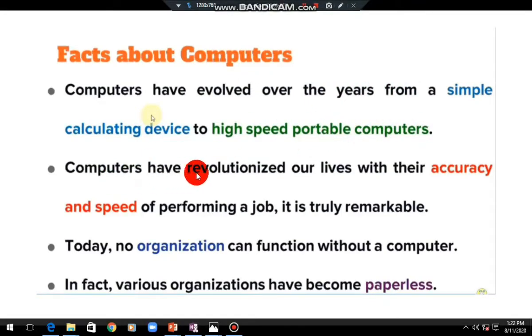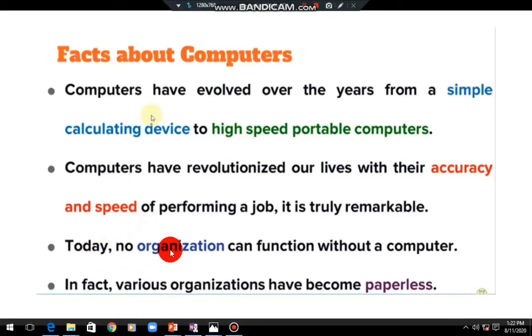Computers have revolutionized our lives with their accuracy and speed of performing a job. It is truly remarkable. Why do most people like computers to do the work? Because computers can perform a job with accuracy and at a very high speed. They give accurate results, with no correction needed, the perfect result. And they work very fast. That's why all of them like computers to work.